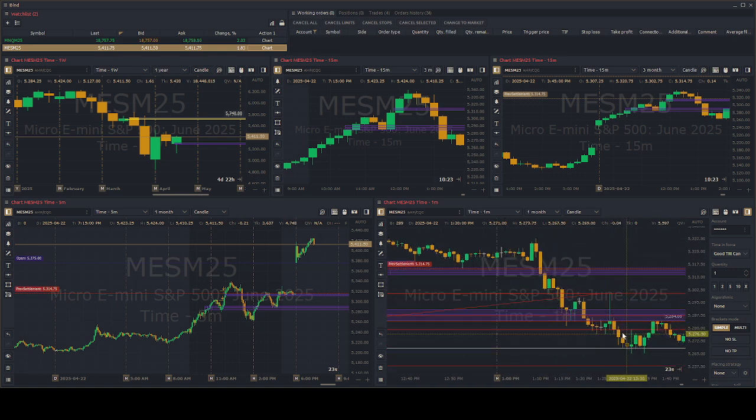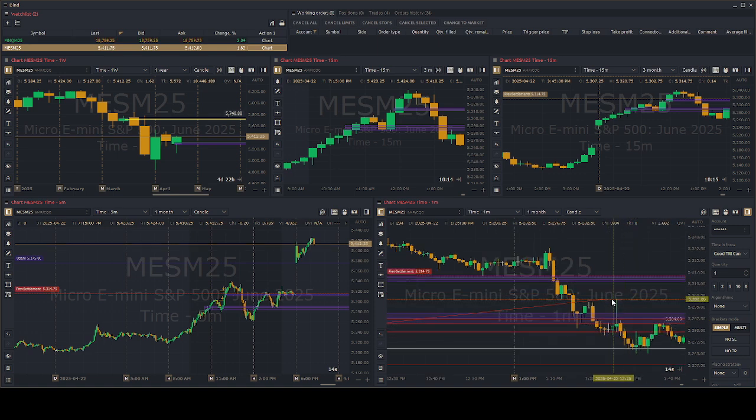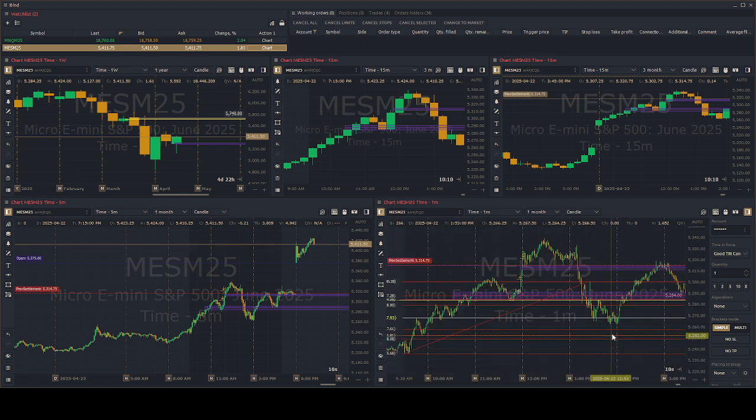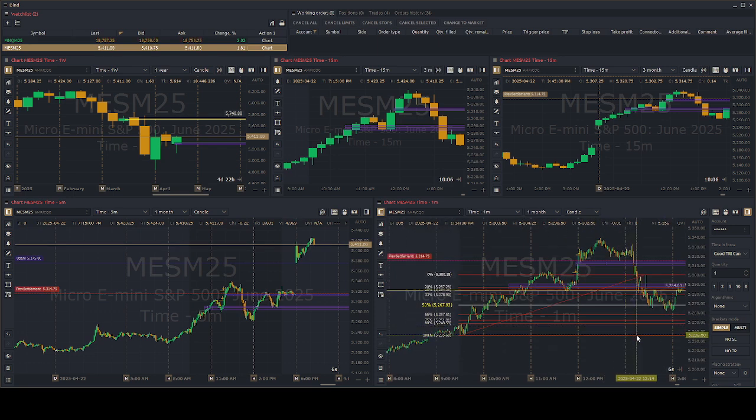Just to be able to get a 2R trade. Not even a 2R trade. This is 2R. This line is 3R, 4R. Okay? This is where my stop would be. That's a New York low. And we didn't get anywhere near it, and instead we reversed back to the upside.